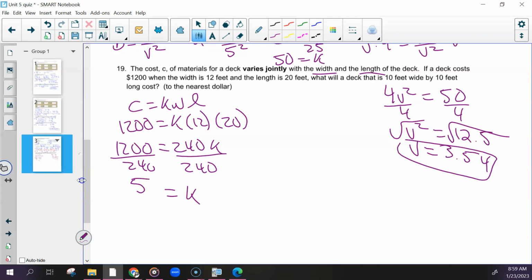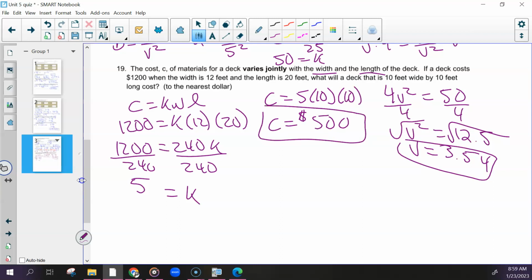Then take that and the numbers you're given. So now we're looking for the cost. We know the width is 10 feet and the length was also 10 feet. So your cost should have been $500. Questions on that last one? Anything you need me to go back to, re-explain, re-go over?